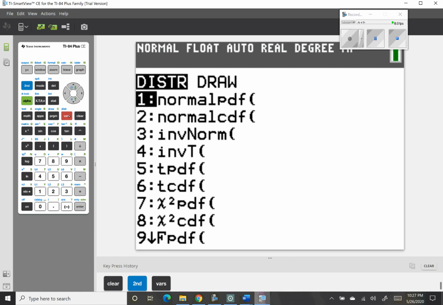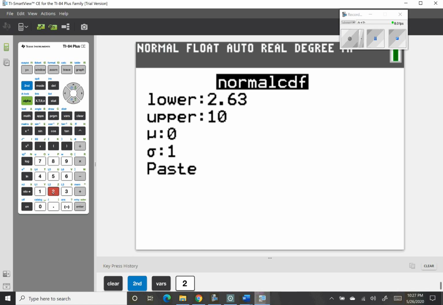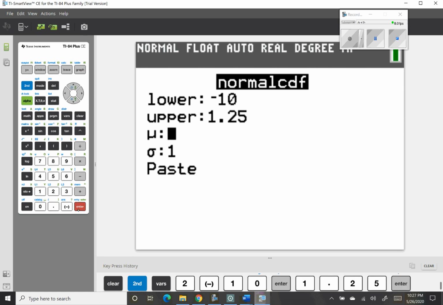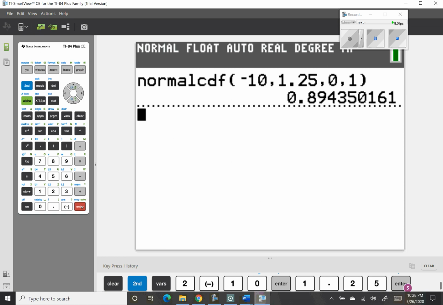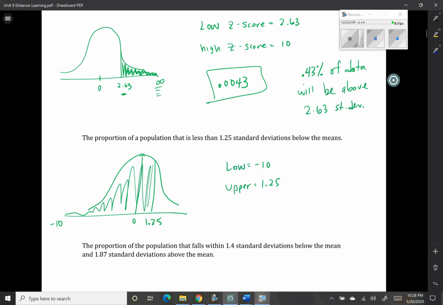second vars for the distribution menu, option 2. The lower number, we're going to make -10. The upper number, we're going to make 1.25. Go down to paste and hit enter, and then hit enter again. So we should have a really big portion of our data fit that description because we're talking about below 1.25. If I look at my curve I made, I colored in a big section of this, right?